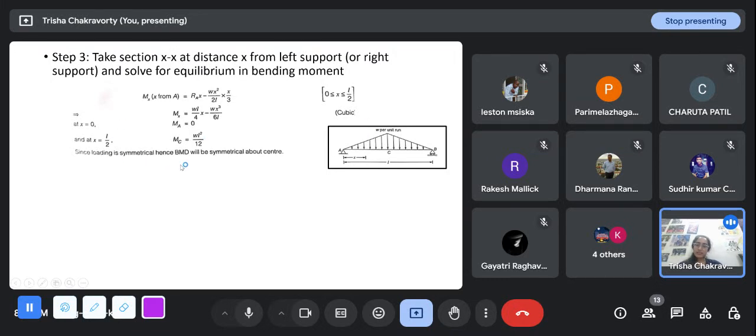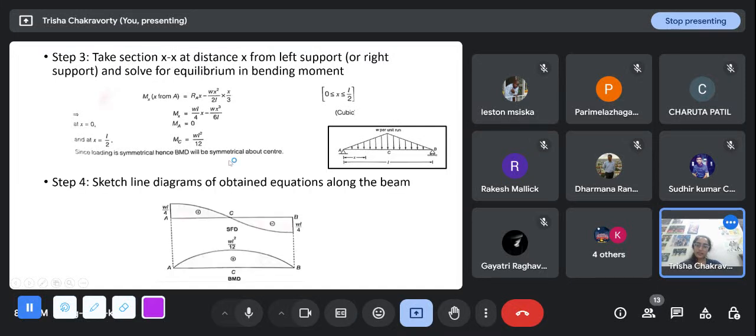So since the loading is symmetrical, the BMD will be symmetrical about the center. So this is my bending moment diagram. This point wl square by 8, wl square by 12. I keep saying 8 because if it is a uniformly distributed loading on a simply supported beam, the midpoint bending moment is wl square by 8. So you can try that out. You'll mostly find it in any standard book.